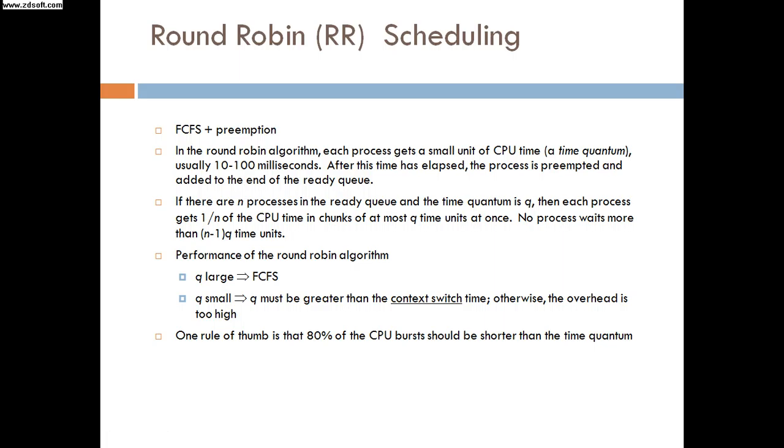If the time quantum is very small, then Q must still be greater than the context switch time. Otherwise the context switch will happen frequently. The context switch is an overhead, and if it is too high, it is not going to do any useful work.